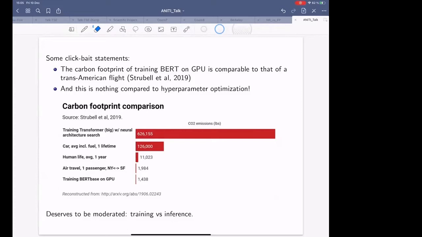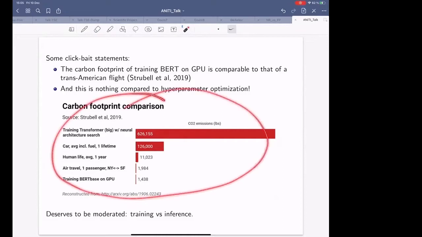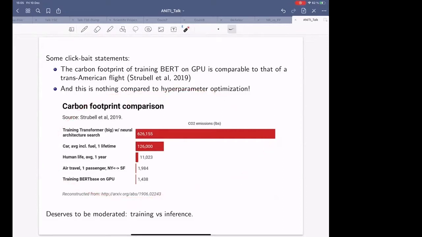Here is a funny diagram where you can see the comparison. Training BERT, the basic one, on GPU, in terms of lbs, I guess this is pounds of CO2 emissions. That's the number. So air travel, New York to San Francisco, is a little bit comparable. If you're a human, on average, during 1 year, this is what you will consume. This is what you will breathe. And this is the CO2 footprint of a car. As you see, this is much bigger.